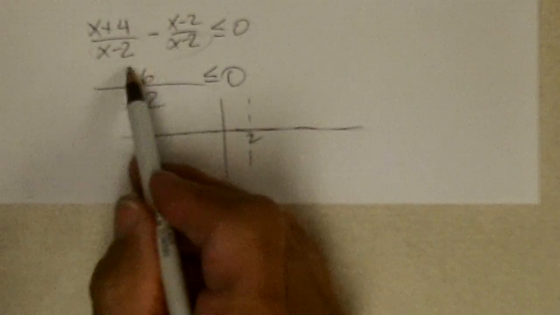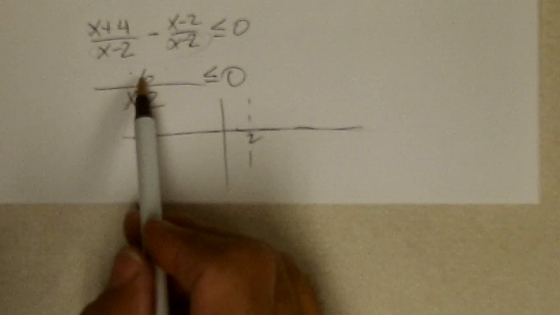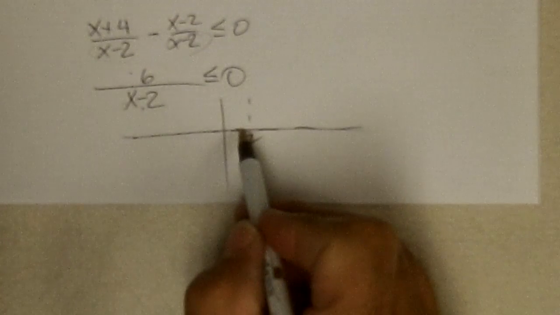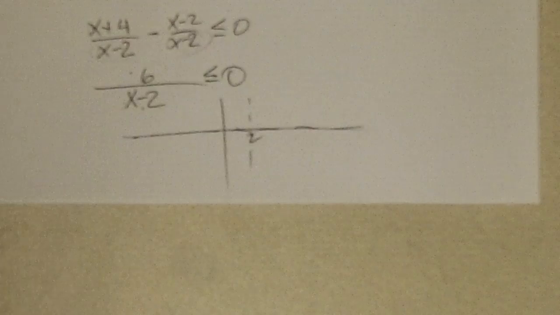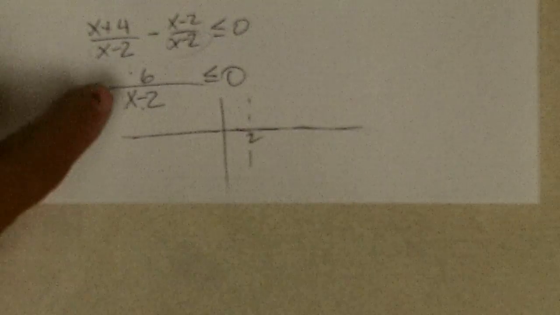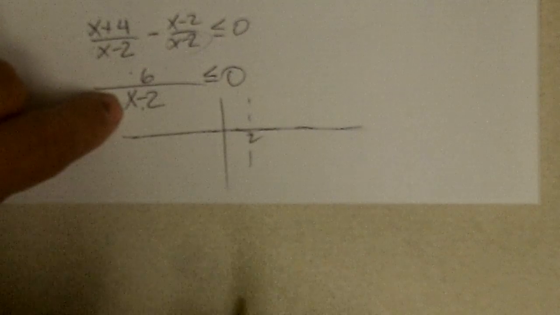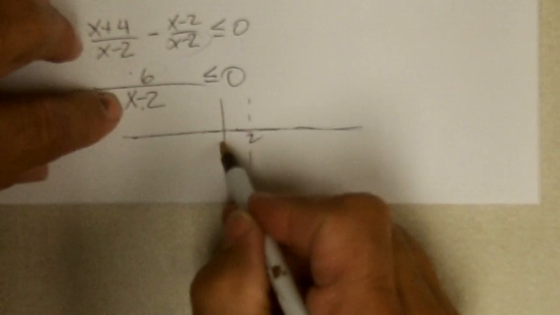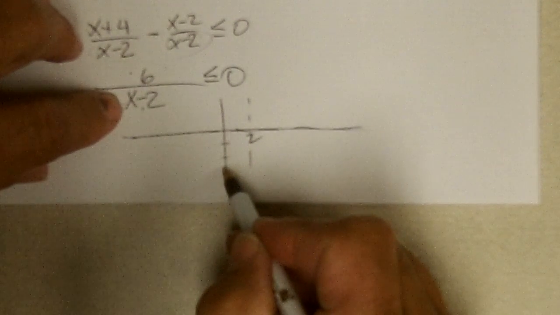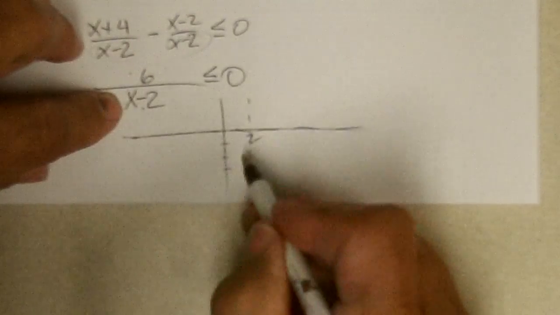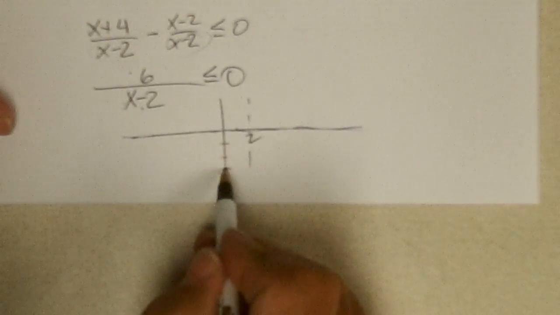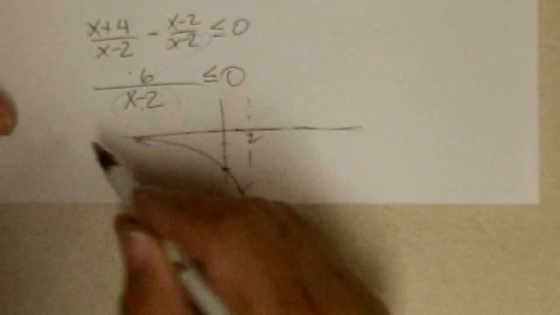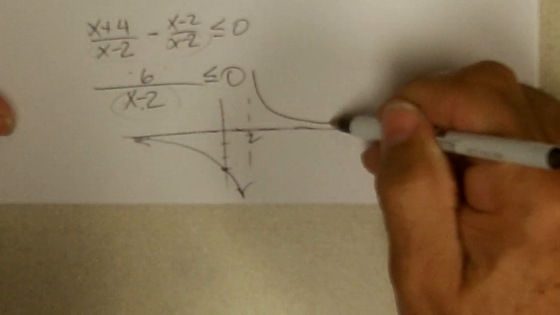And this has no x-intercepts because you can't get the numerator equal to 0. And if you put in 0 for x, you get negative 3. 6 over negative 2 is negative 3. It gets closer to here, so it must go this way. Since it's a single factor, it must be opposite up here.